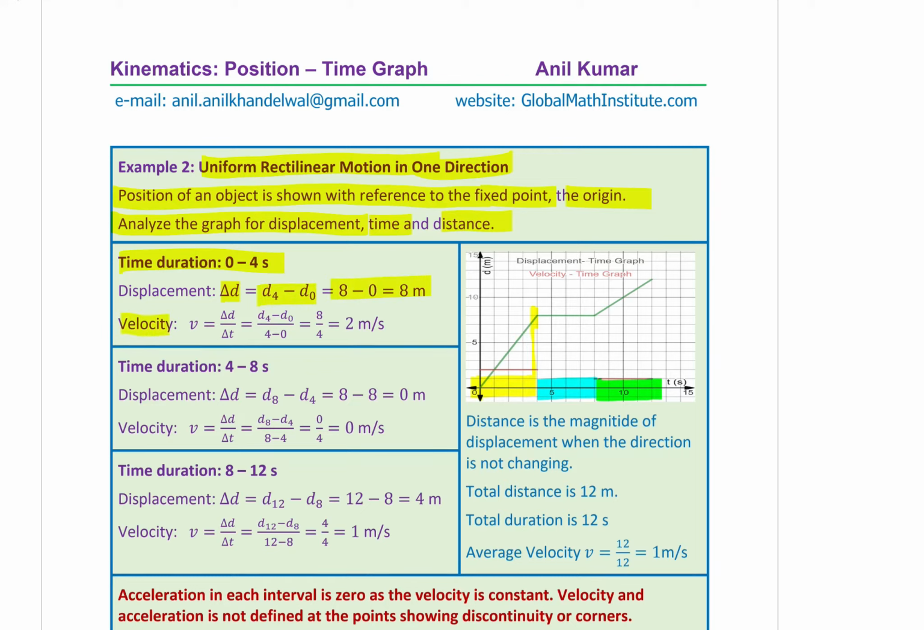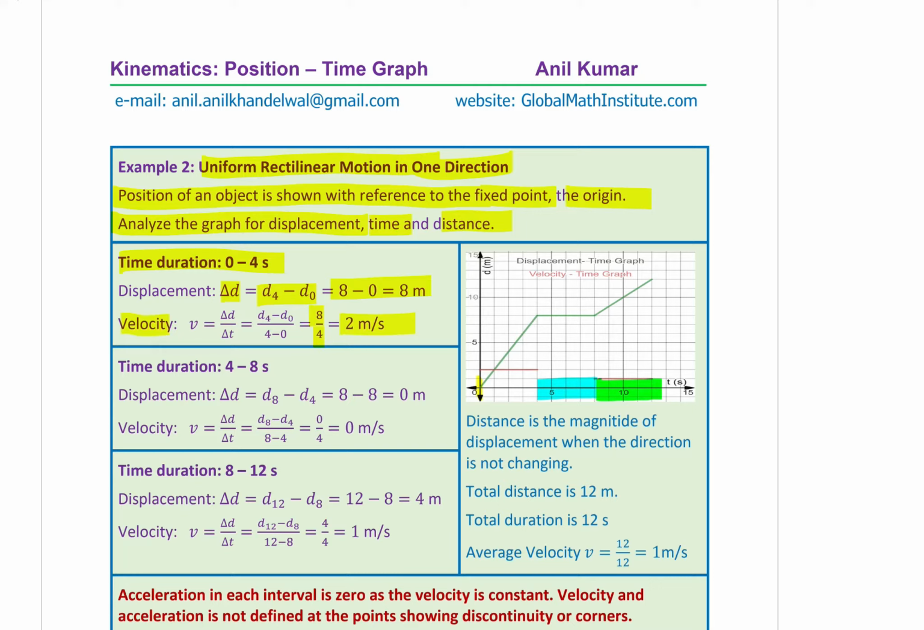Velocity in this particular interval is 8 divided by the time duration of 4. That gives you 2 meters per second. So the velocity is constant, 2 meters per second, and as you can see here, the velocity is sketched right there, 2 meters per second, correct? So that is the velocity shown to you.